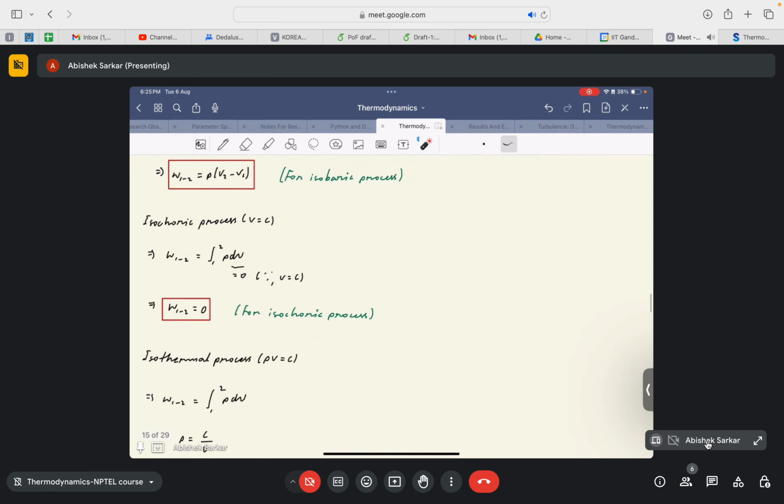That's why the work done from 1 to 2 for an isochoric process is 0. Okay, now there's a very important catch. So one general question to all of you. Just listen to the question very carefully. Is the work interaction in a thermodynamic system always 0 for an isochoric process? Listen to the terminologies. Is the work interaction 0 for a thermodynamic system for an isochoric process? Is it always 0? Can someone please say yes or no?